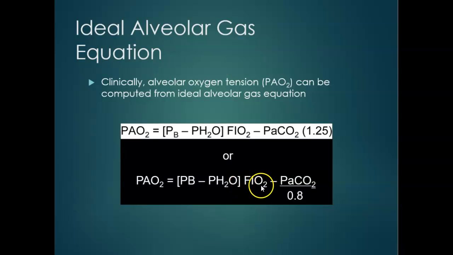And then we can multiply by the concentration of oxygen. So we have to get rid of the water vapor first, and then multiply by the actual oxygen concentration that got in there, so your FiO2. Then you can subtract the PaCO2, and I like to do that by multiplying by 1.25. I prefer to remember it that way rather than memorizing dividing by 0.8, but to each their own, either way.